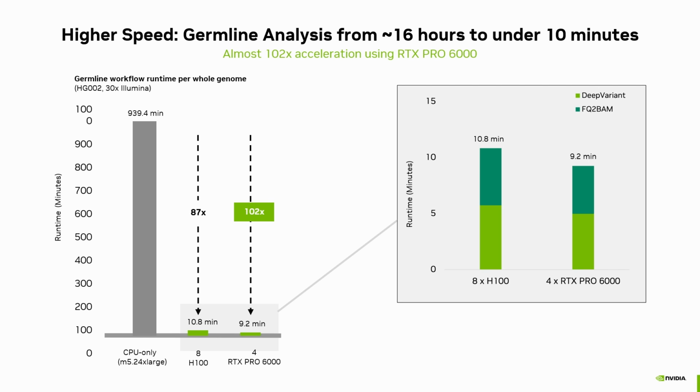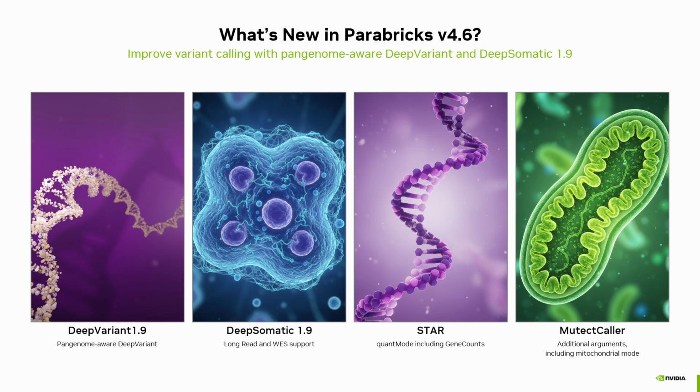And what I'll talk to you next about is some of the more specific updates in the latest version of the software that was just released at ASHG this year. This week at ASHG, Parabricks 4.6 was released and includes these four major updates across DeepVariant, DeepSomatic, STAR, and Mutect. I'll touch lightly on the DeepSomatic and Mutect updates and then double click on DeepVariant and STAR further on. So with DeepSomatic, now we've moved on to version 1.9 to support long read and whole exome sequencing. And with Mutect, we now support additional arguments for mitochondrial mode.